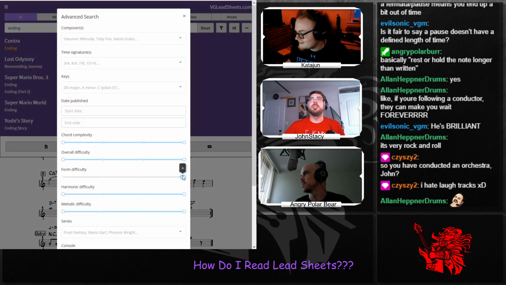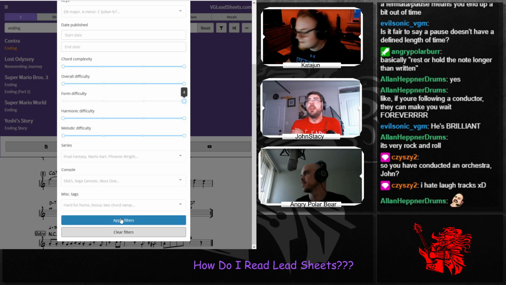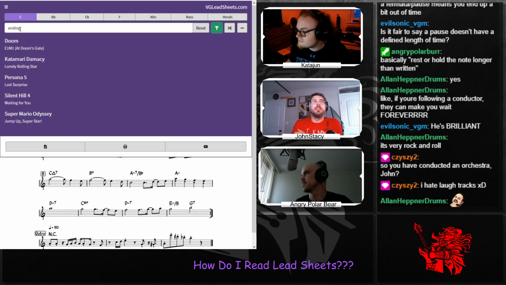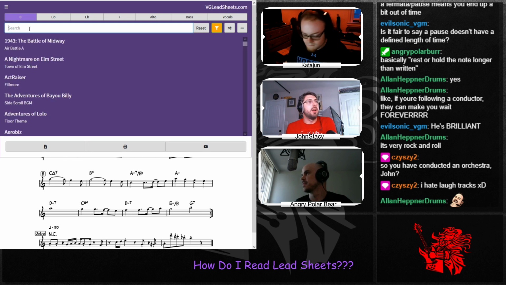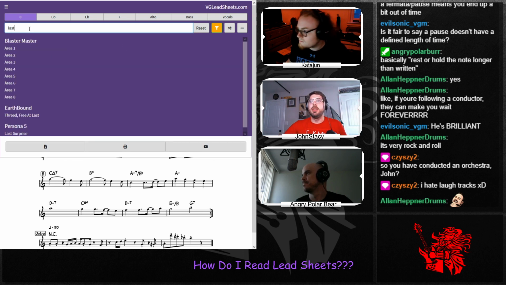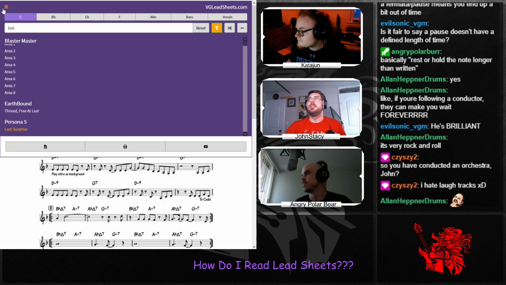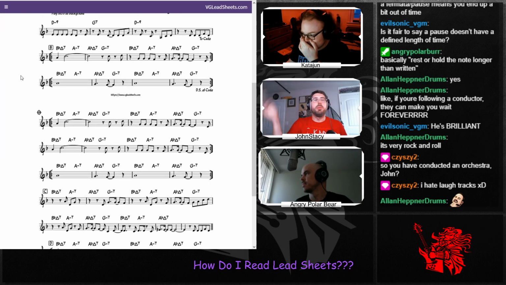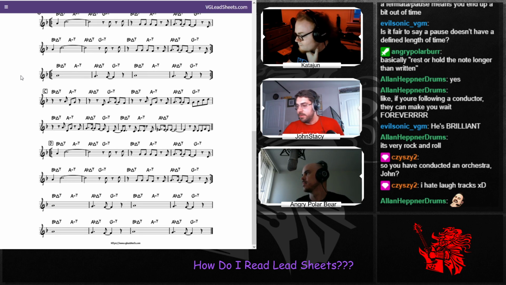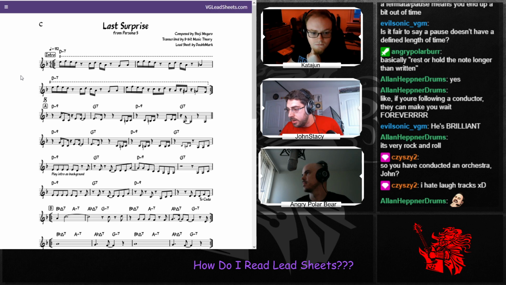So you can filter by things. If I filter and go to Last Surprise from Persona 5, that one has a rating of 4 on the form difficulty. The reason for this is that there are multiple repeats. If you look at the very, very start of the chart, you'll see the double bar line with some dots right next to it. That's a start repeat. That means later on there's going to be a mirrored version of that, in this case at the end of the second line, and you're going to go back to the beginning.